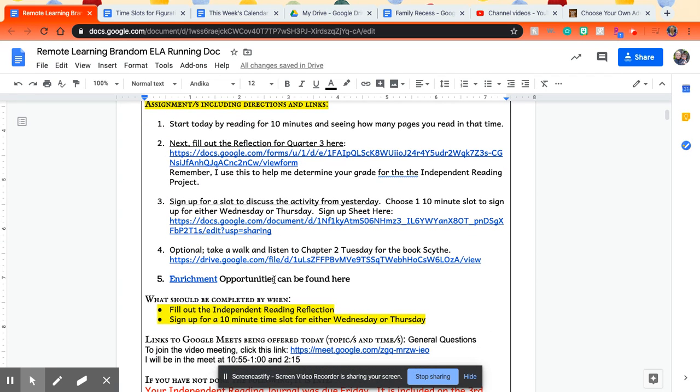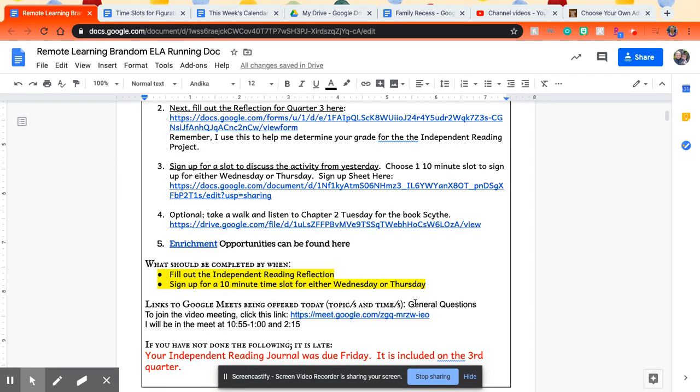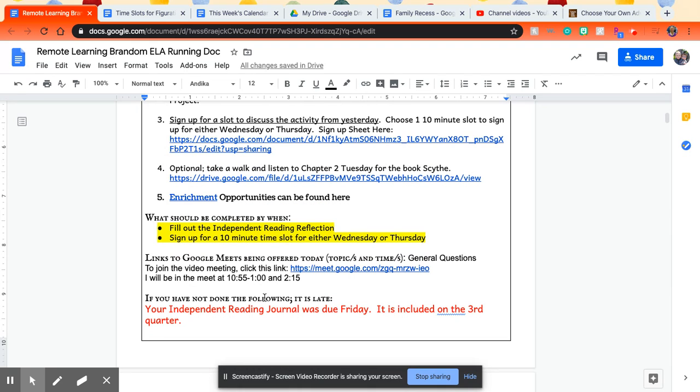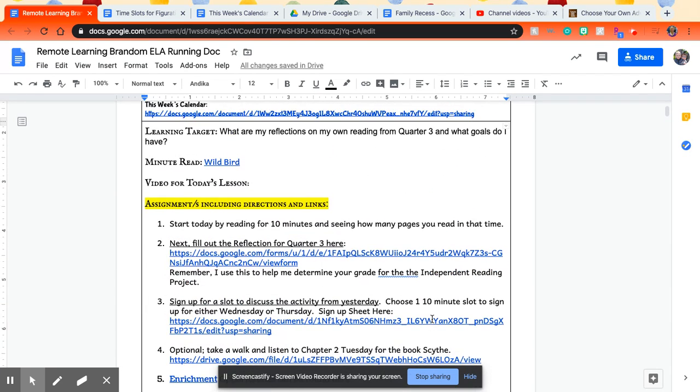The rest of the document just has quick reminders of what's due, a link to the meets that are happening today, and a reminder about your independent reading journal. So I think that explains everything for today.